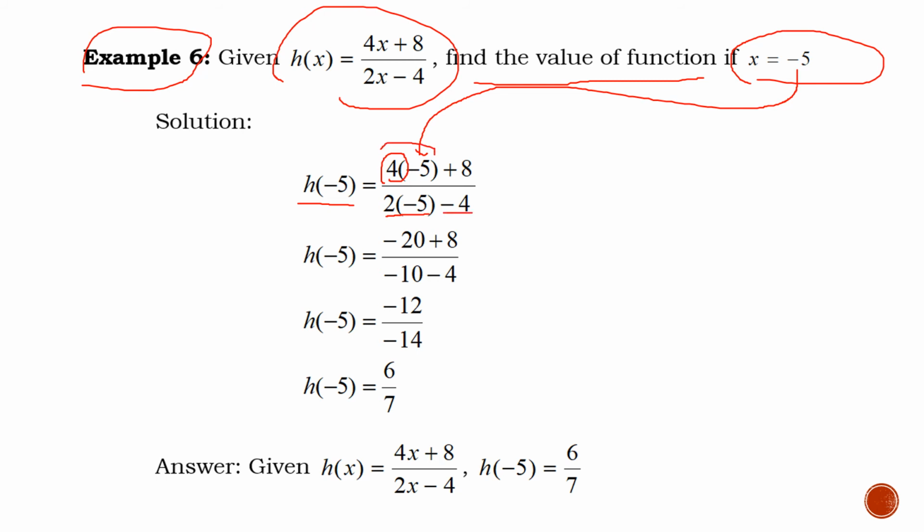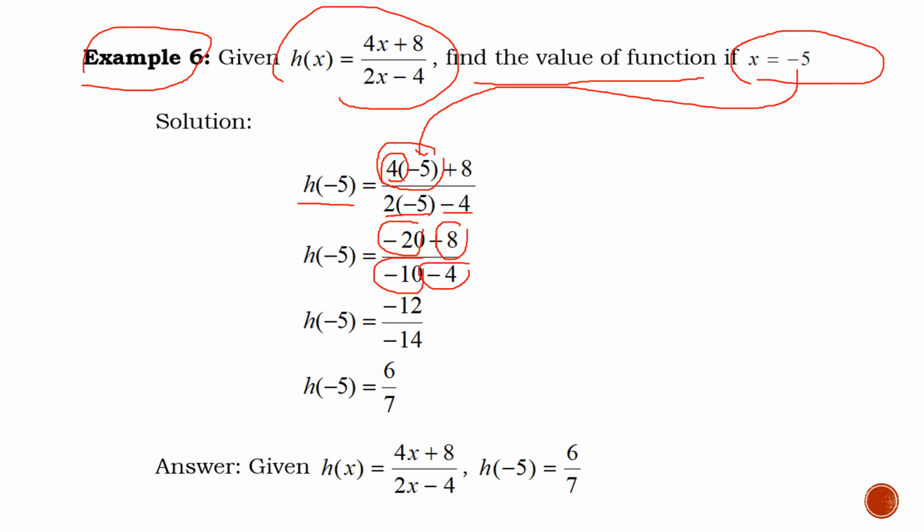So if we simplify this one, 4 multiplied by negative 5 is negative 20. We copy your 8 there. Then 2 multiplied by negative 5 is negative 10, minus 4. In the numerator, negative 20 plus 8 is equal to negative 12.